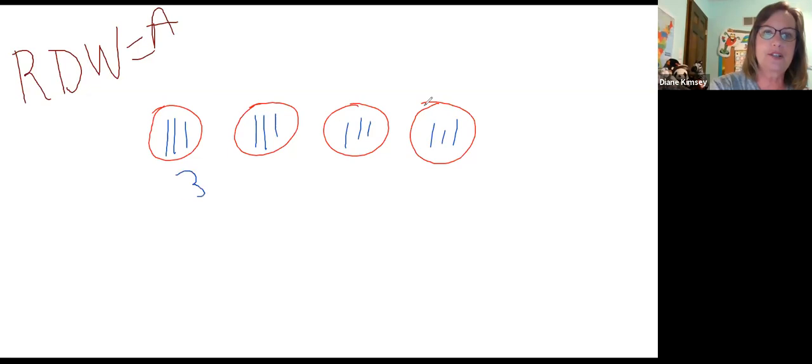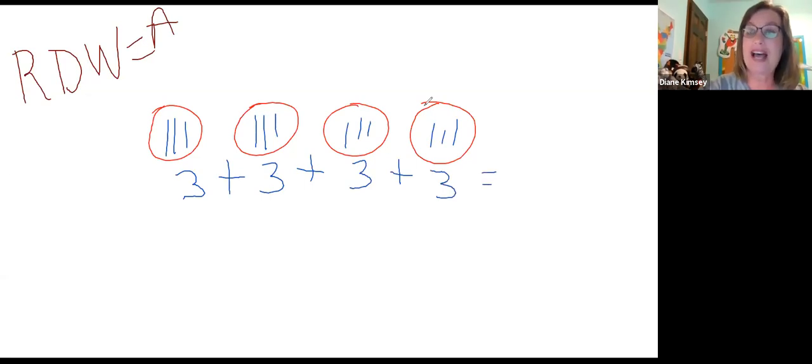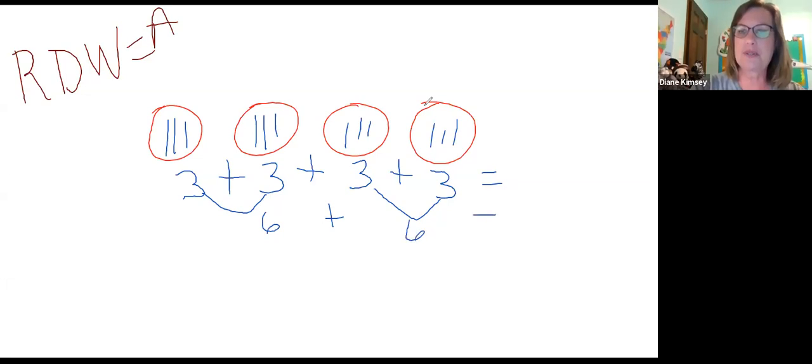And so many of your kids are going to go, well, that's 3 plus 3 more, plus 3 more, plus 3 more. Again, another step to multiplication, repeated addition. They know that 3 plus 3 is 6, 3 plus 3 is 6, 6 plus 6 equals 12. And so there are 12 markers altogether. That is outstanding, everybody. Way to go.